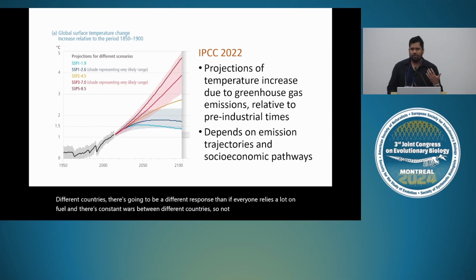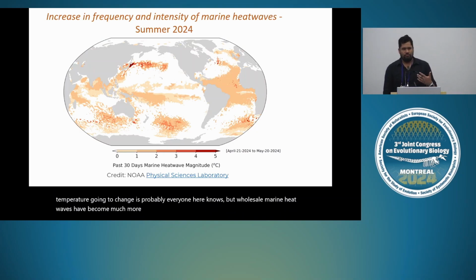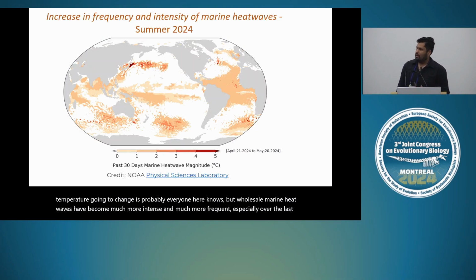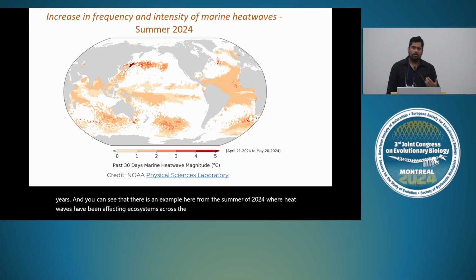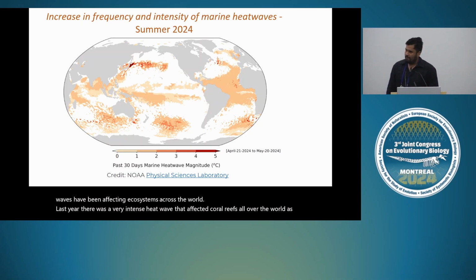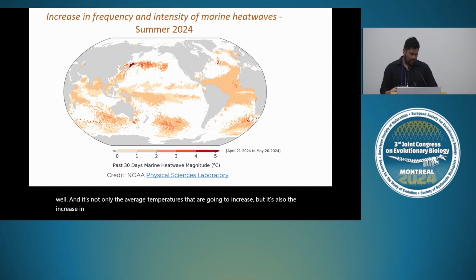Not only is the average temperature going to change, as probably everyone here knows, but also marine heat waves have become much more intense and much more frequent, especially over the last 30 years. And you can see that there's an example here from the summer of 2024 where heat waves have been affecting ecosystems across the world. Last year, there was a very intense heat wave that affected coral reefs all over the world as well. And it's not only the average temperatures that are going to increase, but it's also the increase in the intensity and the frequency of the heat waves.